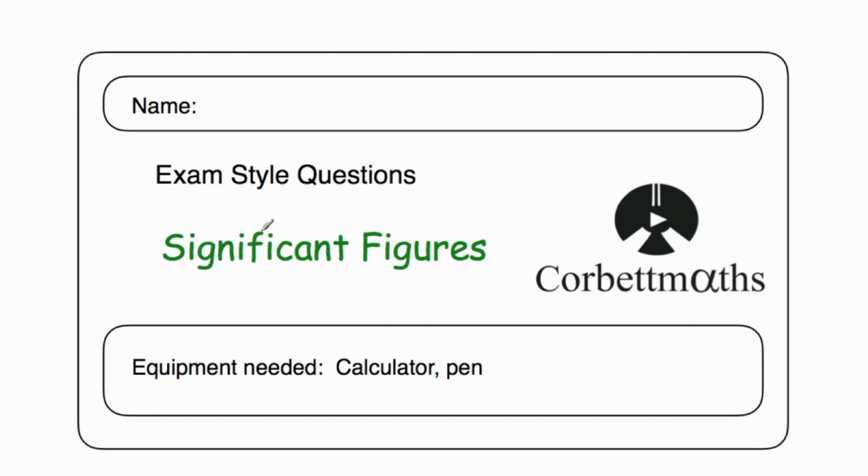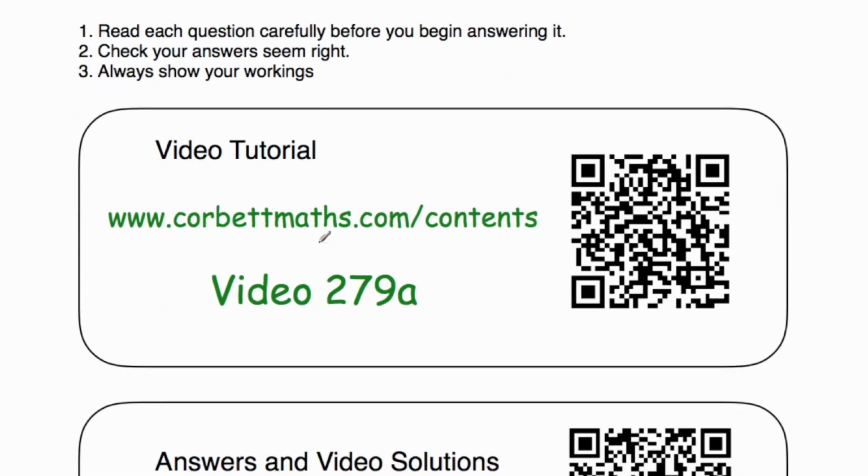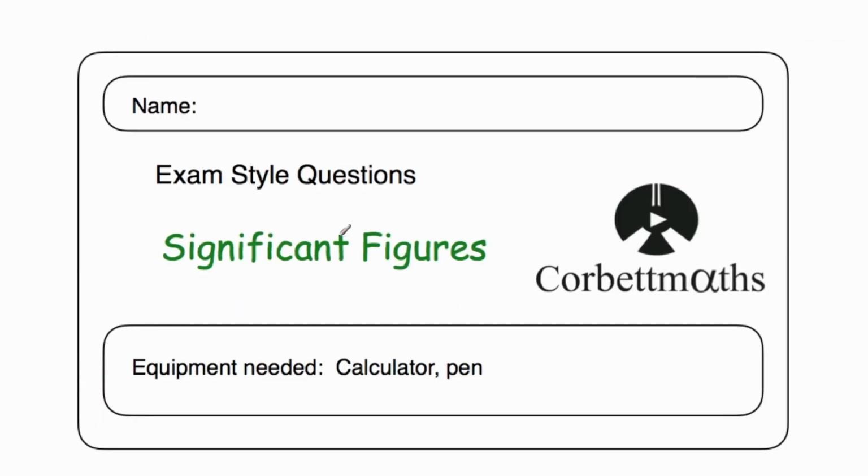In this video we're going to go through the video solutions to the significant figures practice questions. If you need any extra help on significant figures, go to corbettmaths.com/content, scroll down to video 279A, and that'll bring you to the video tutorial on rounding to significant figures. Alternatively, you could scan this QR code. But in this video, we're going to focus on the video solutions to the practice questions, so let's get started.